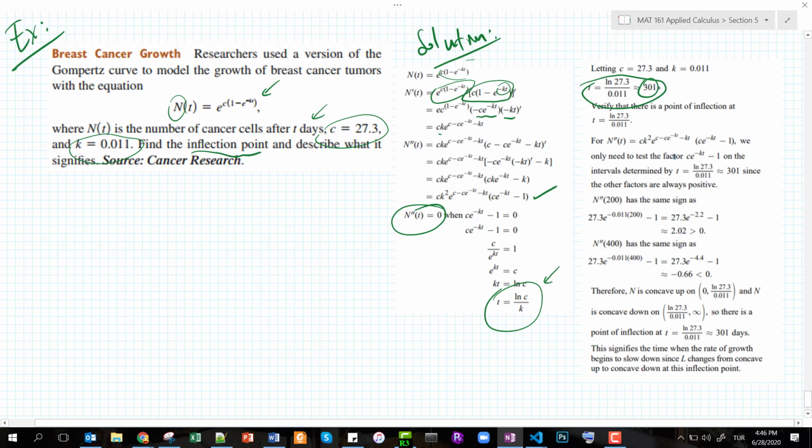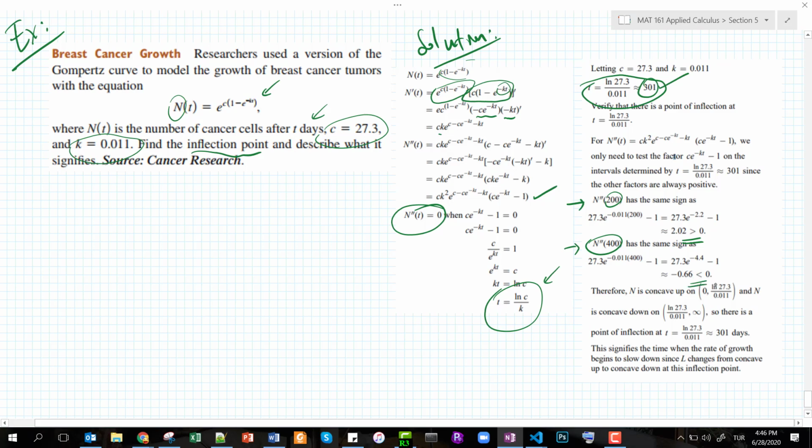So now this could be an inflection point. What I should do is take some value less than 301 and a value bigger than 301, and check whether my second derivative is positive or negative. Let's take 200. If I use 200 in the second derivative, that gives me a value bigger than 0. So I can say that if my second derivative is bigger than 0, I have the concave downward type of shape. And if I check the second derivative at 400, that gives me a value less than 0.